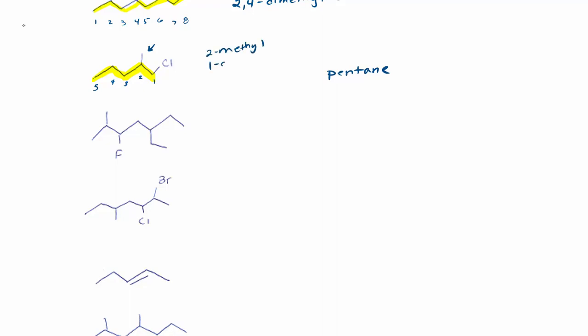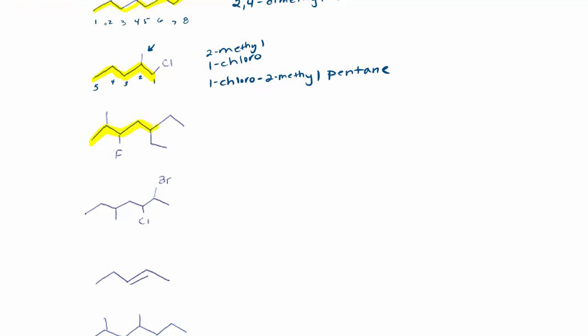And I have a chloro at carbon 1. Again, with our alphabetical order, this would be 1-chloro, 2-methylpentane. The next one, first we're going to find our longest carbon chain.